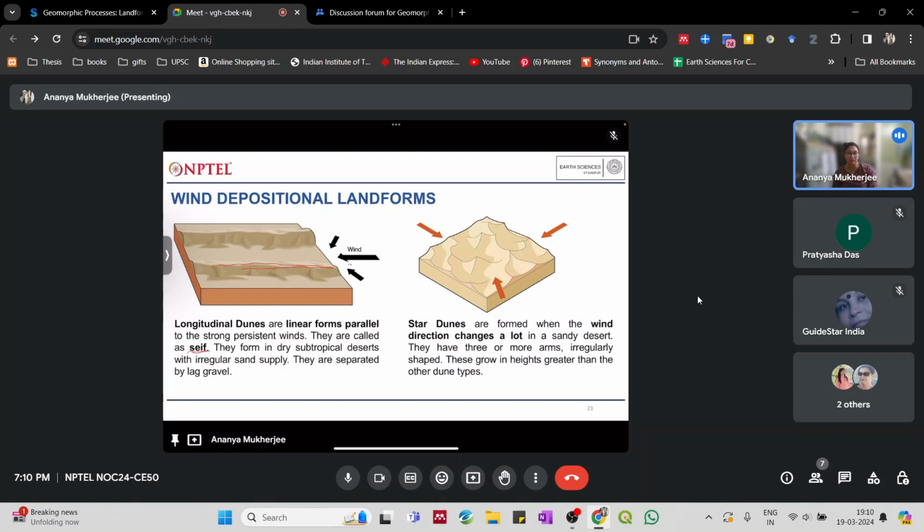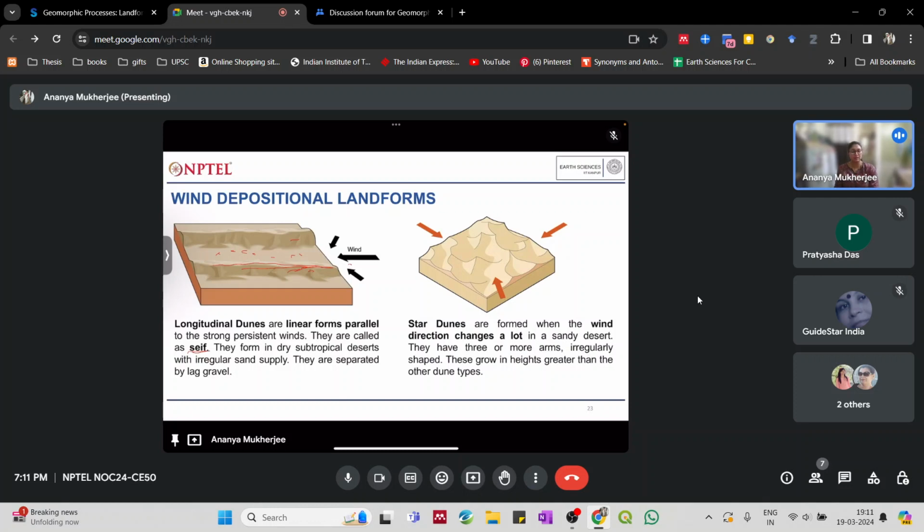and they can be separated by lag gravel or coarser sediments. So one seif can be separated from the other seif by different kinds of lag deposits in between. Then we have star dunes. Now star dunes are essentially developed when the wind direction changes a lot in a desert area.